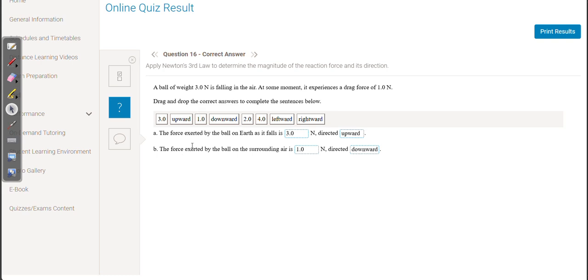Question 16. Okay, let's imagine we have a ball that's falling in the air with weight 3 Newton. At the same moment it experiences drag, which is the same thing as air resistance, of 1 Newton. So here they want the force exerted by the ball on Earth. We can use here Newton's third law. We know that Earth exerts a weight of 3 Newton on the ball. Here they said the ball on Earth, so it will be the same magnitude but opposite direction.